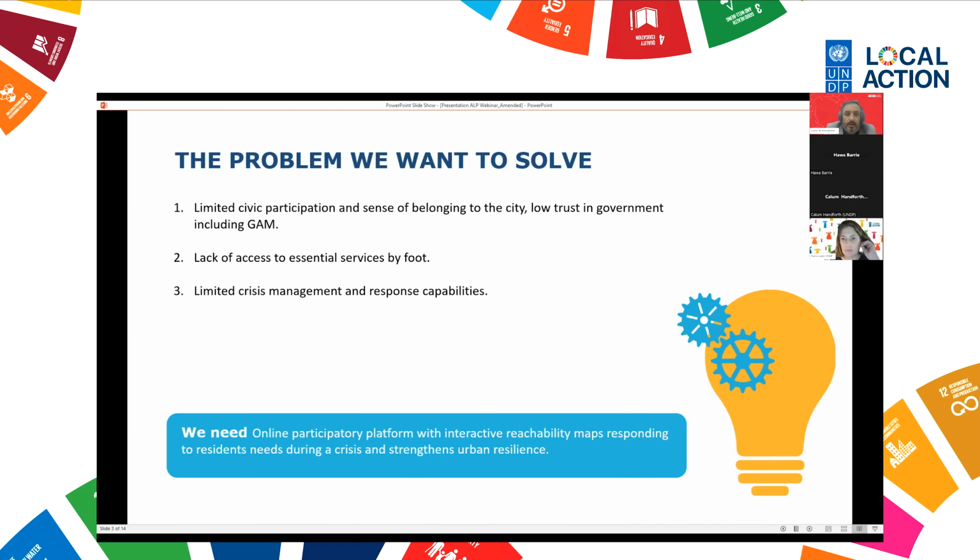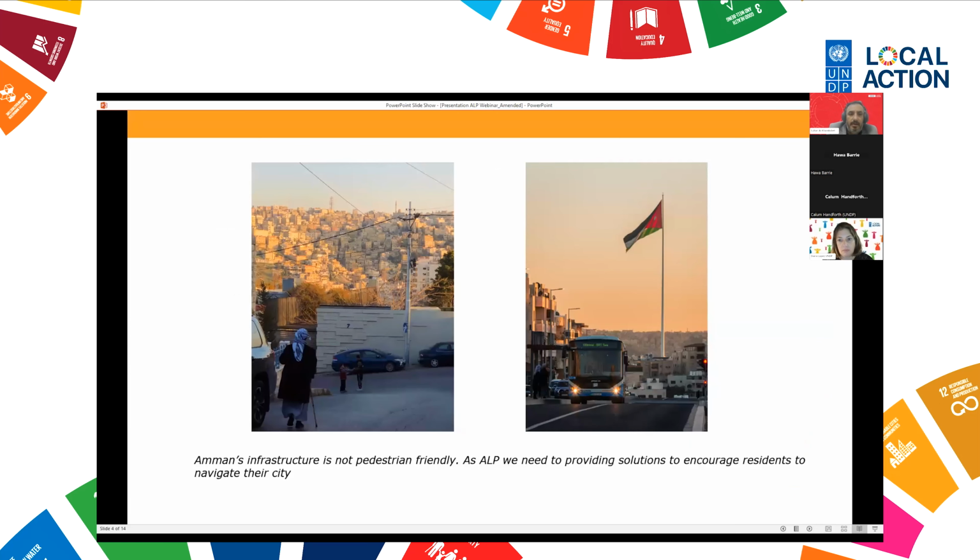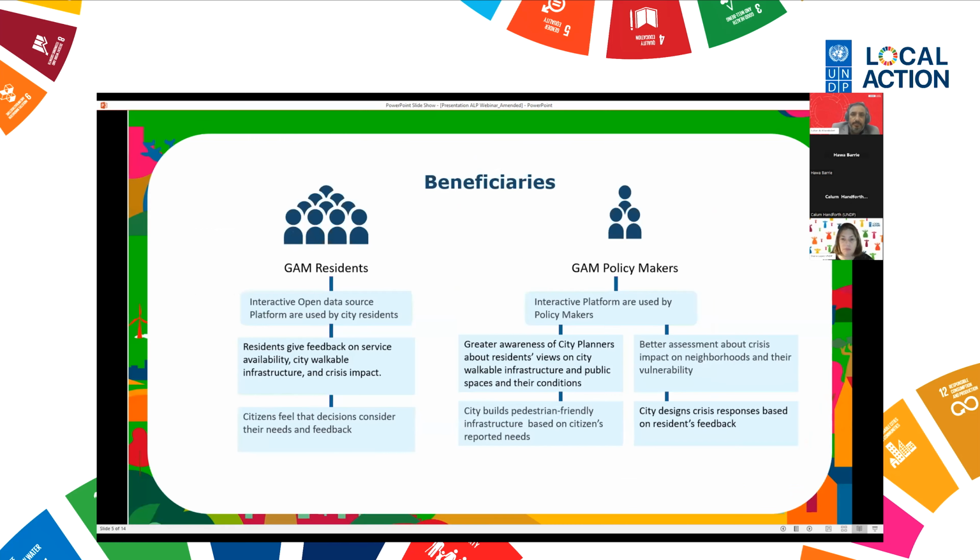So we need an online participatory platform with interactive reachability maps responding to the residents' needs during crises and strengthening urban resilience. Amman's infrastructure is not pedestrian friendly, so we need to provide a solution to encourage residents to navigate our city by foot to get the essential necessities.